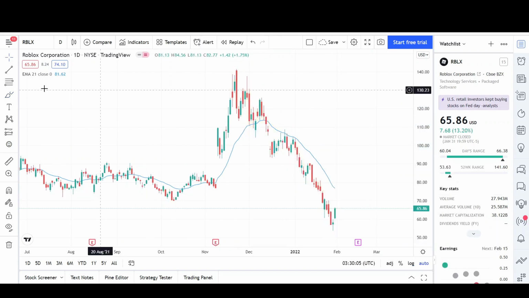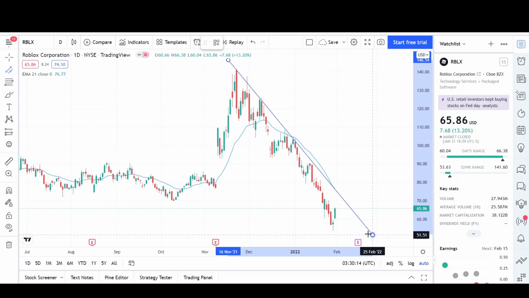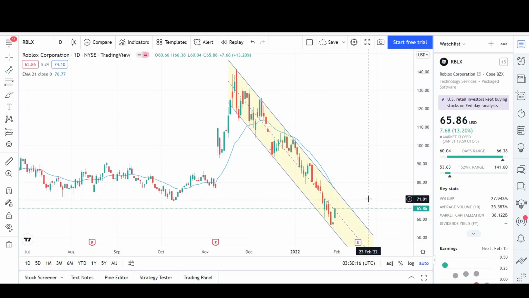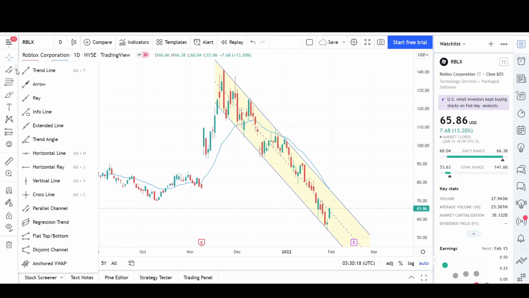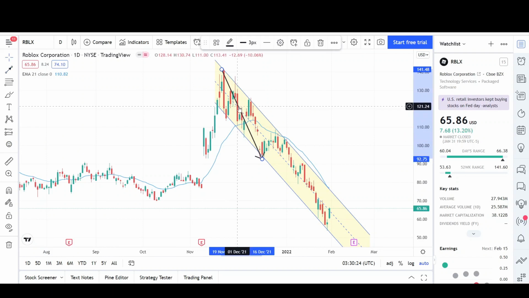So let me erase all the drawings. Let's clean up the chart. Let's put the channel back on here because that's very important. That's pretty much the main focus of this price action analysis, the channels. They're very accurate, and the trend is your friend until it ends. And right now, it doesn't look like there are any signs telling me that it's ending. So it can continue much lower.